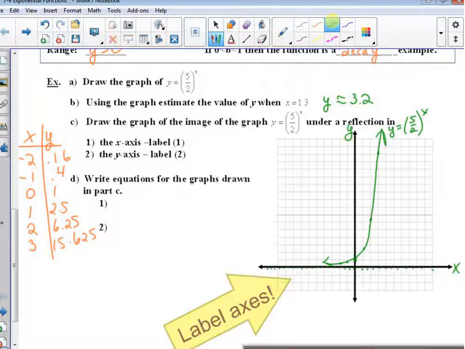All right. Then draw the graph of the image of the graph under a reflection in the x-axis and the y-axis. Okay, so I'm going to do the x-axis. So I'm going to do a different color. For the x-axis, I'm going to just flip all of these points over the x-axis.